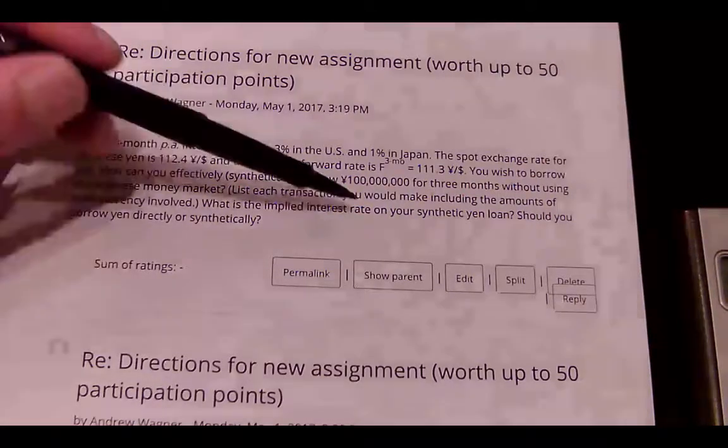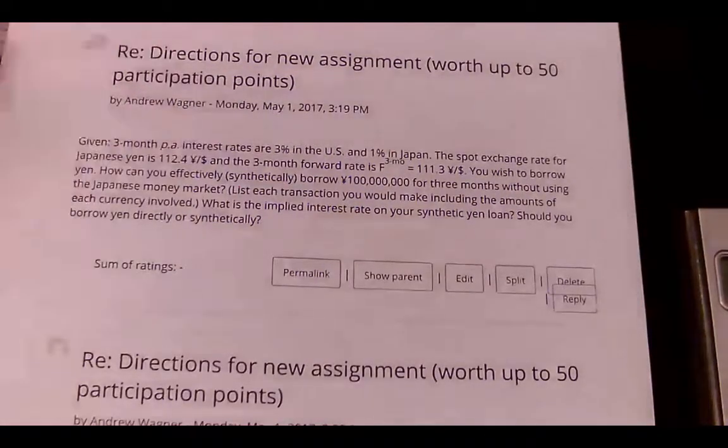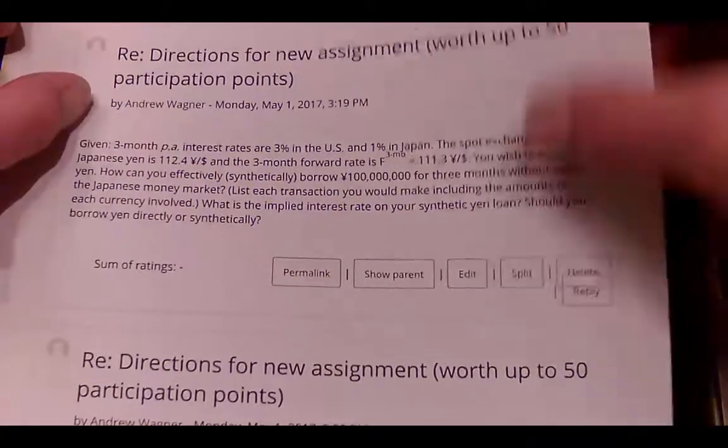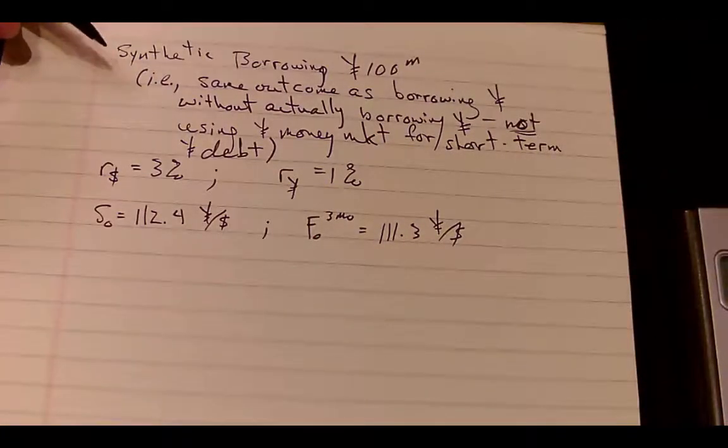Okay, and then also they want the implied interest rate on our yen loan. I mean, the actual interest rate is 1%. Since we're not borrowing or lending yen, we don't really need that in our calculation. So anyway, first, I just wrote the data down as usual. We're going to synthetically borrow 100 million yen.